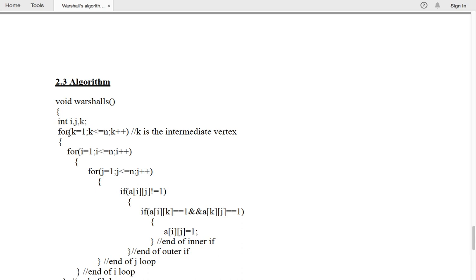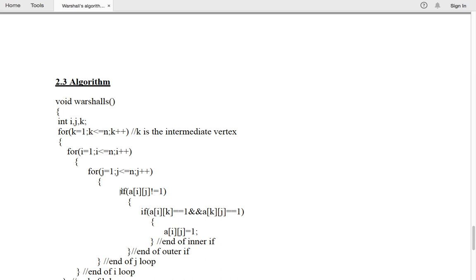So what I am doing is there are 3 loops here. Every time k is 1, I'll check i to j for all values. Then i is incremented, i becomes 2, and j goes 1, 2, 3, 4. Then i is 3, j goes 1, 2, 3, 4. Then i becomes 4, j goes 1, 2, 3, 4. Then i fails, and then k becomes 2.